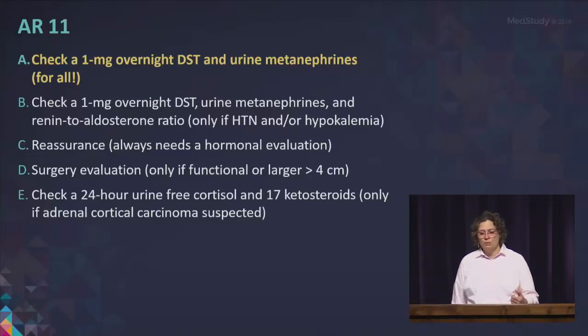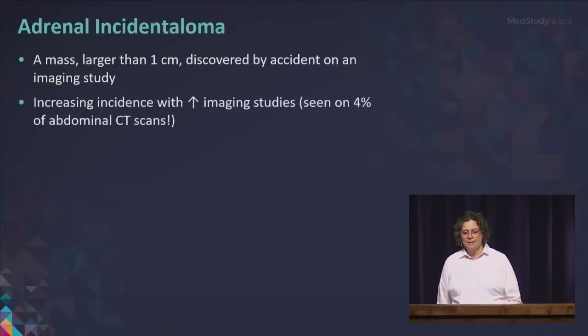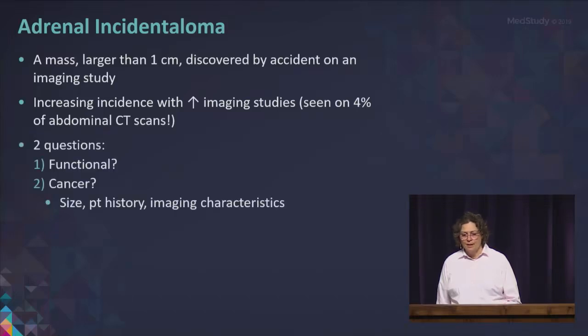And we would only check a 24-hour urine for ketosteroids if we suspected ACC, adrenal cortical carcinoma, because oftentimes these tumors are inefficient at making end products. So we check their precursor products, which are the 17 ketosteroids. So again, the definition of an adrenal incidentaloma is a mass larger than a centimeter discovered by accident on an imaging study. It is more common as you get older. Up to 5% of older people have adrenal adenomas.